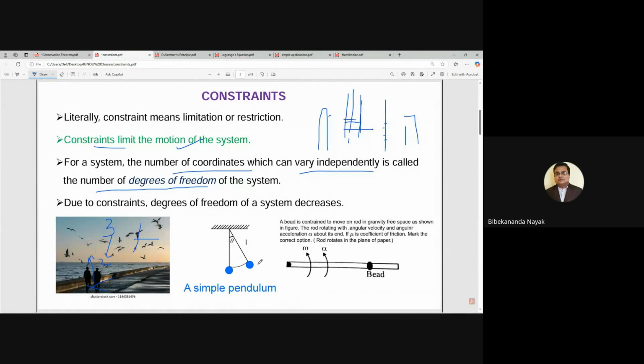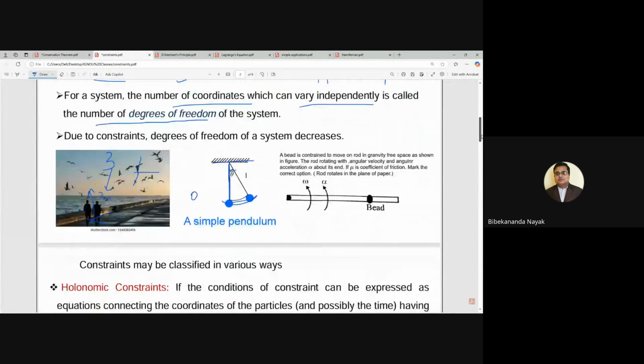For a simple pendulum, suppose a bob can move. It has 3 degrees of freedom. But when you attach it to a string with a rigid support, then the degree of freedom is only 1, which is given by this angle theta. Similarly, a bead sliding on a rotating wire. Its degree of freedom reduces.